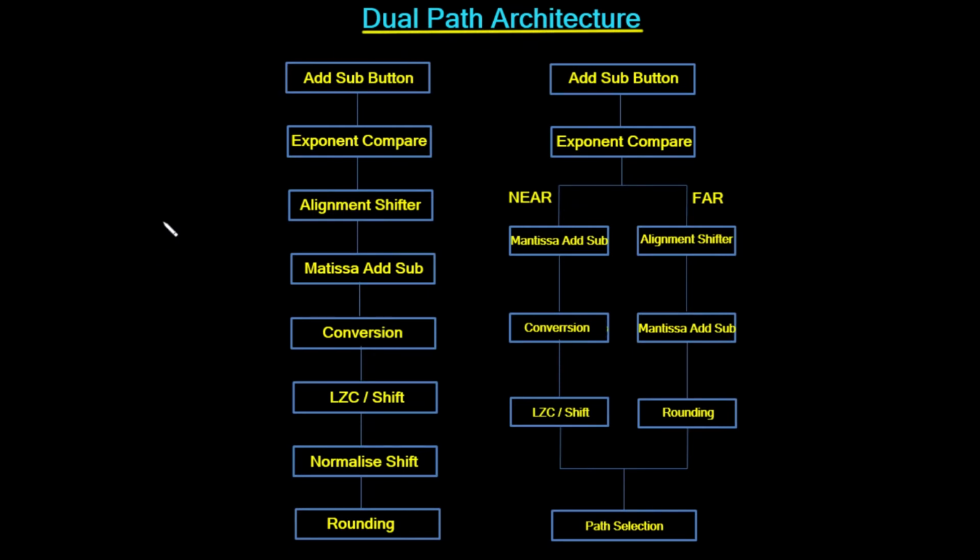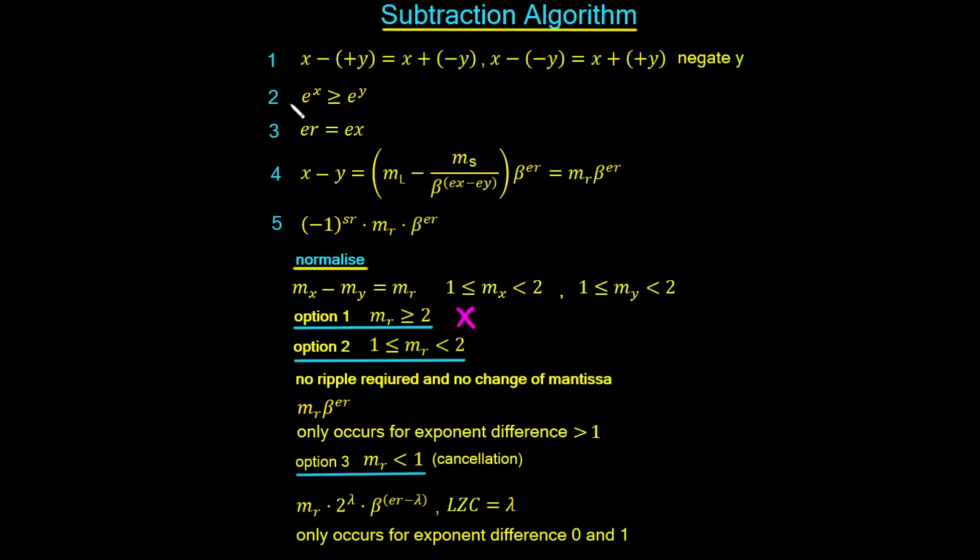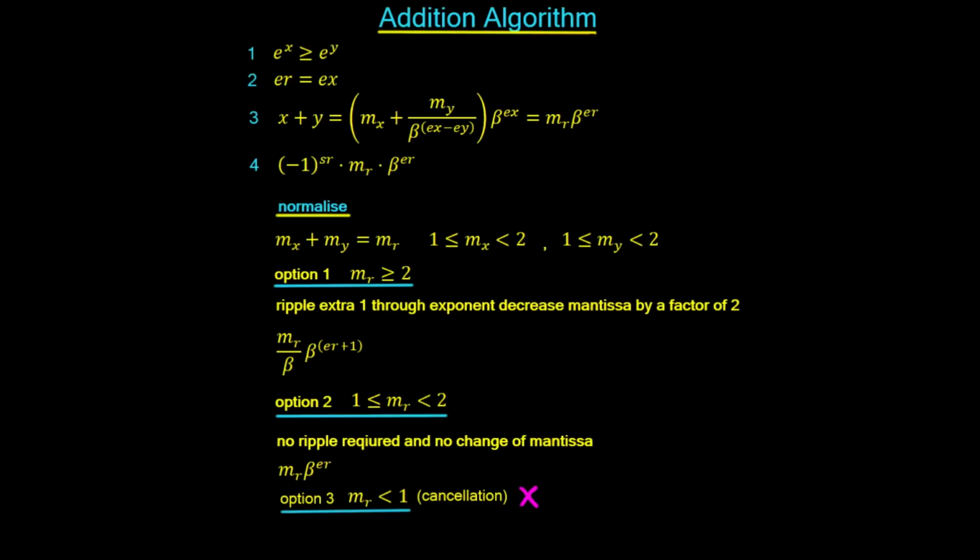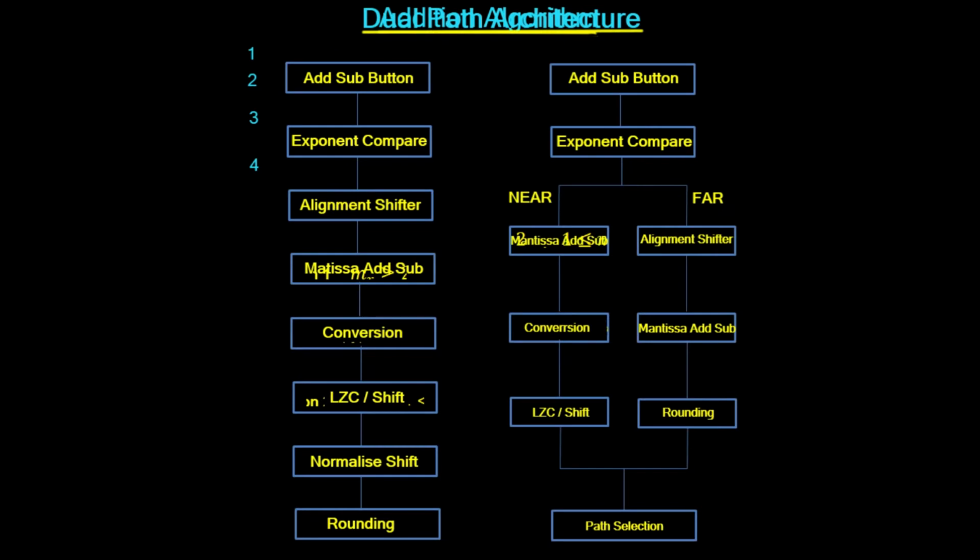Now the next thing we're going to do is compare the exponent, and you can see that to compare the exponent, we want to ensure that ex is greater than or equal to ey, and we do that whether we're doing the addition or the subtraction. So the same line appears here. So it means that the second box down here is compare the exponent, and you can see that that happens in both architectures. Now this is where it starts to differ.